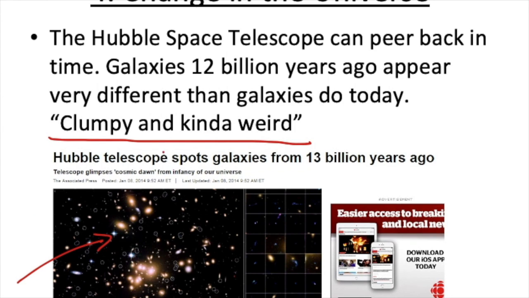This is, I believe, a CBC News article: Hubble's telescope spots galaxies from 13 billion years ago. And we can see these things in there. They're not like galaxies today, so the universe has undergone some very profound evolution as it has moved along.